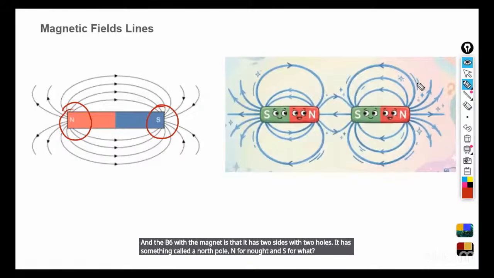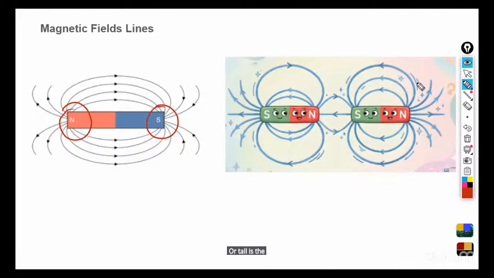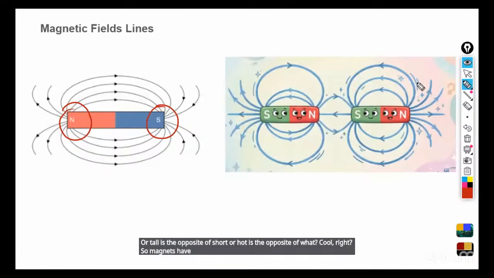South. And from common day knowledge, a north pole and a south pole are opposites, like how black is the opposite of white, or tall is the opposite of short, or hot is the opposite of what? Cold, right? So magnets have this thing called magnetic poles, where one side clearly has to be north and one side clearly has to be south.